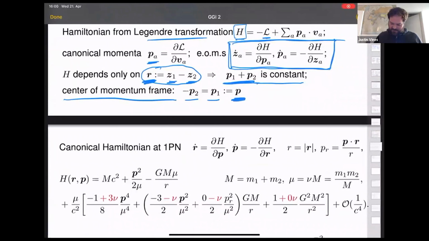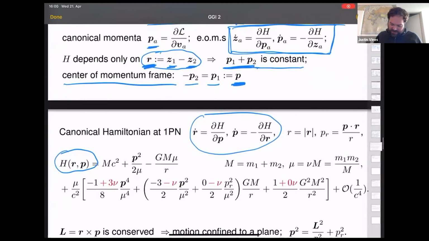which I know to many people is a more familiar thing. So here's that Hamiltonian, now in the center of momentum frame, written in terms of Hamilton's equations, giving us our equations of motion. Again, with the Newtonian part in the first line, the first post-Newtonian part in the second. And I'm using some definitions here, where the capital M is the total mass, mu is the reduced mass, nu is the symmetric mass ratio.